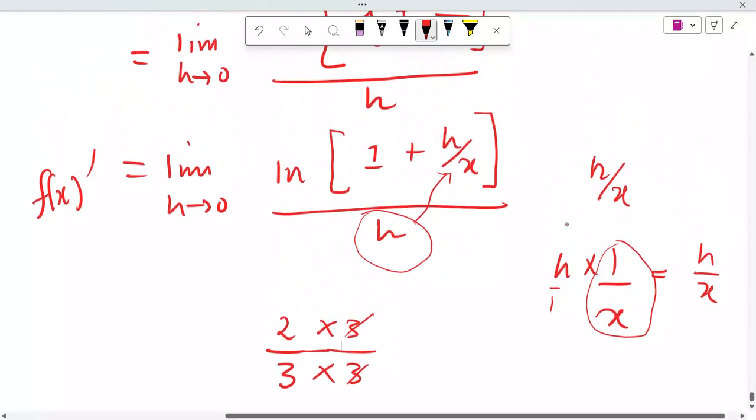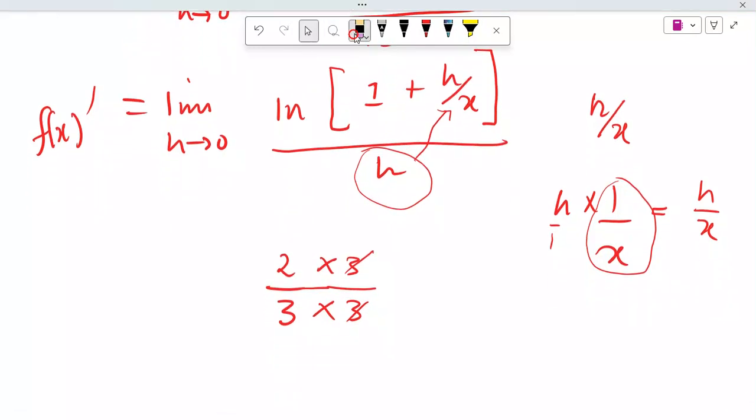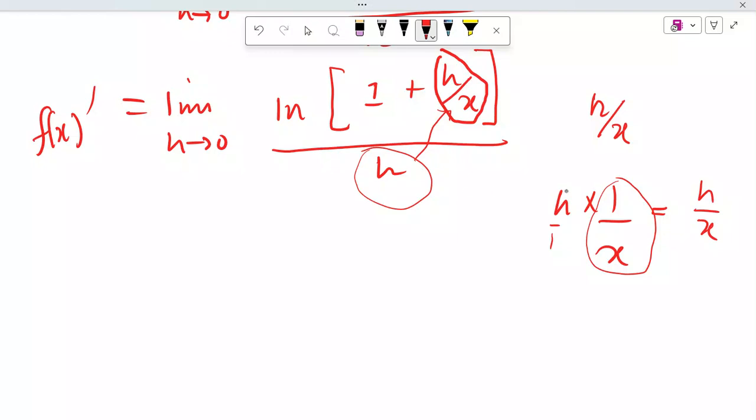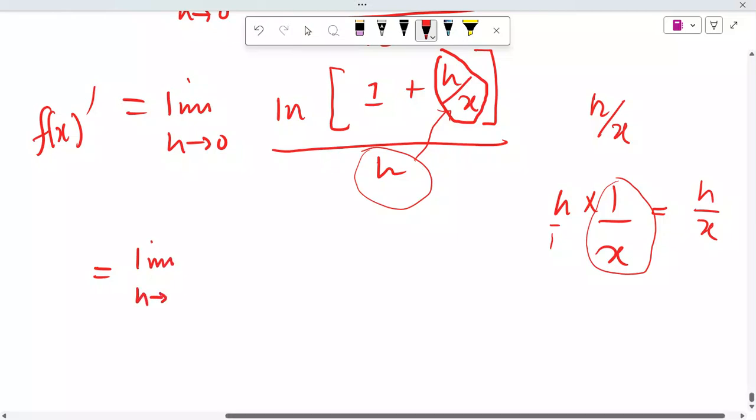Okay. So why are we doing that? We want to create an identity to get rid of this. What are we multiplying with? We want to get this value here at the denominator. How can we do that? We will multiply by 1 over x, both the numerator and the denominator. If you multiply the numerator and the denominator with the same number, you are not changing anything. So that's the motive. So you have the limit as h approaches 0.